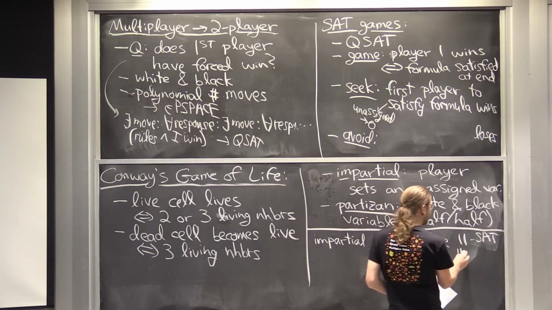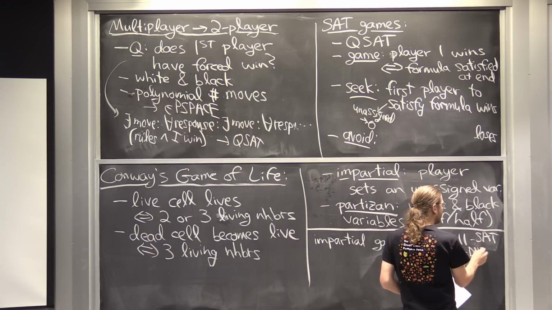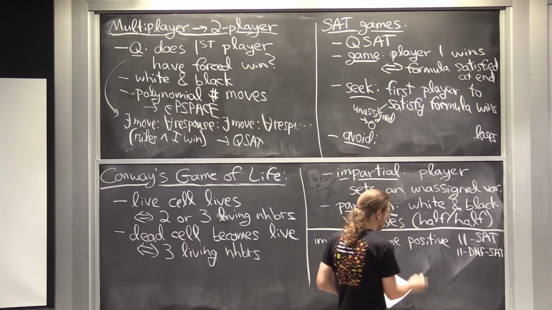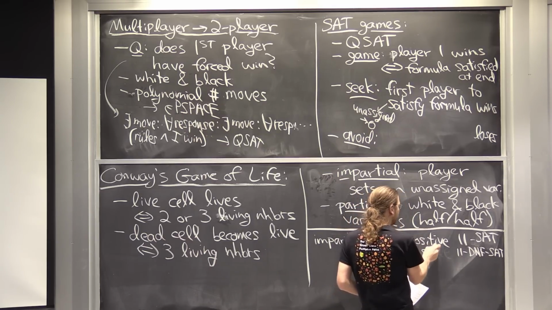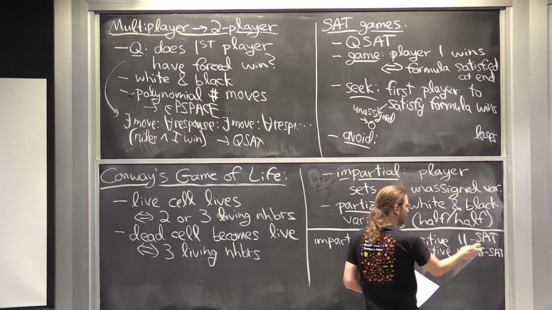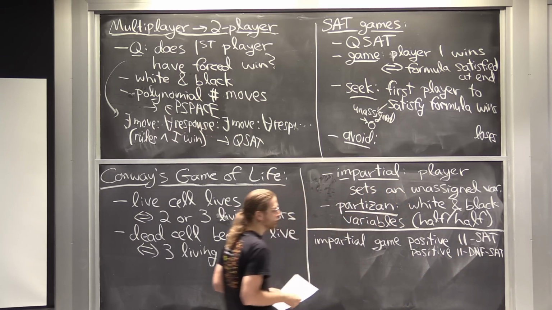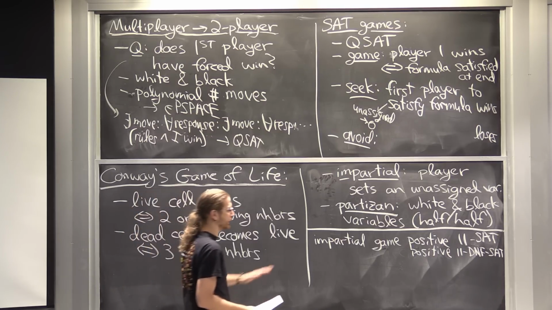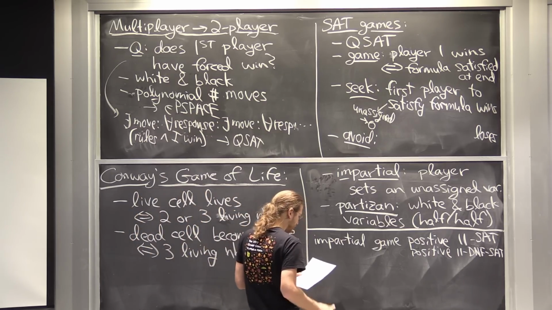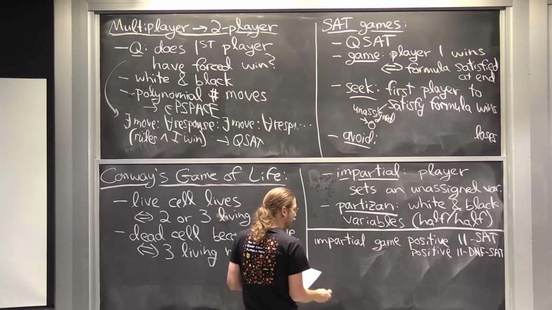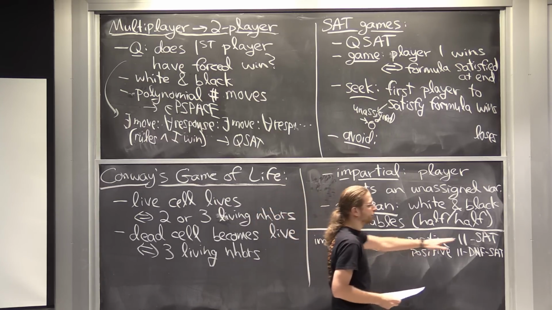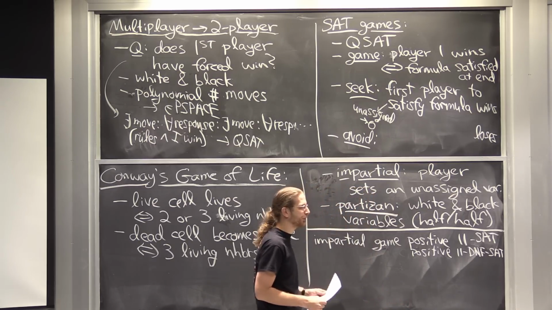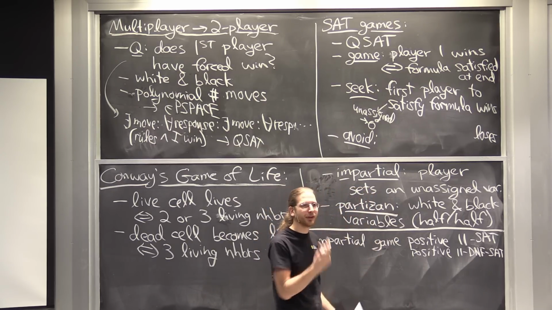Also, if we do 11-DNF-SAT, so a DNF formula with positive literals, this is also as hard. I mean, that essentially corresponds to flipping the outermost quantifier, or flipping all the quantifiers. So that doesn't make a big difference. This is cool because positive SAT is usually pretty easy, but with alternating quantifiers, not so easy.